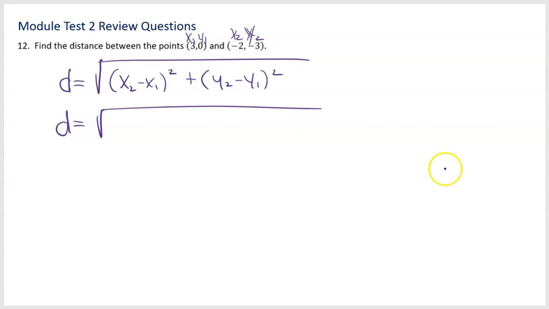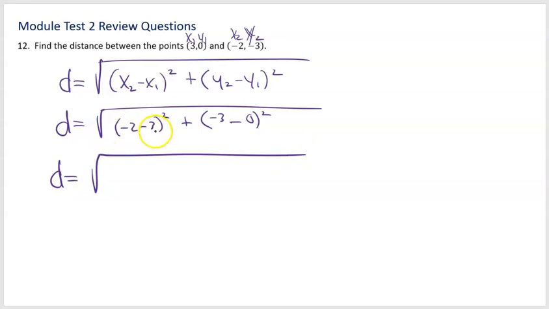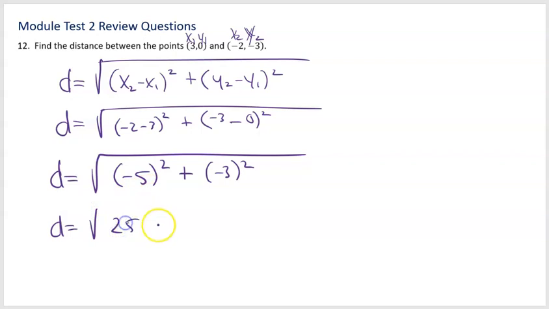Works out every time. All right, so x2, which is negative 2, minus x1, which is 3, squared, plus y2, which is negative 3, minus y1, which is 0, squared. So just be careful with your signs. Negative 2 minus 3 is negative 5 squared. Negative 3 minus 0 is negative 3 squared. Negative 5 squared is 25, plus negative 3 squared is 9.